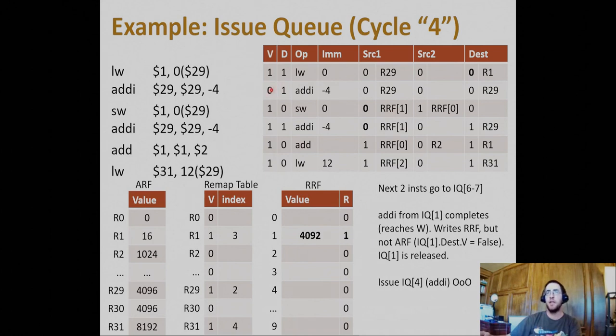And issue queue entry 1 is no longer valid. It's released and it can be reused. But we can't reuse it yet because we have an earlier instruction in program order that's still valid. So we wouldn't be able to allocate this yet until this load word goes away, because we have to fill up this issue queue in program order.